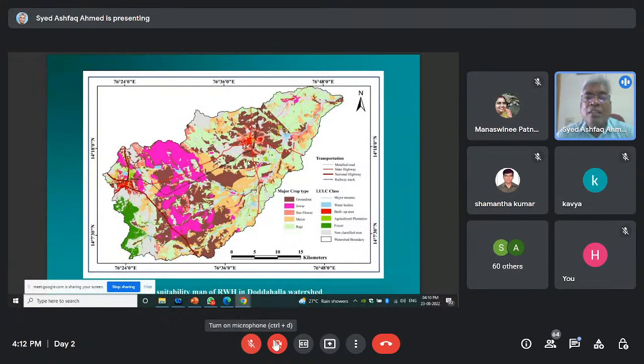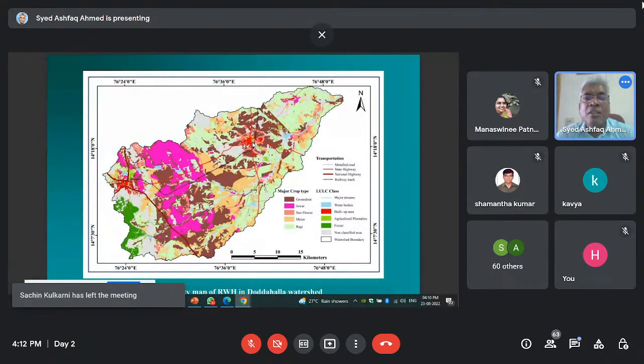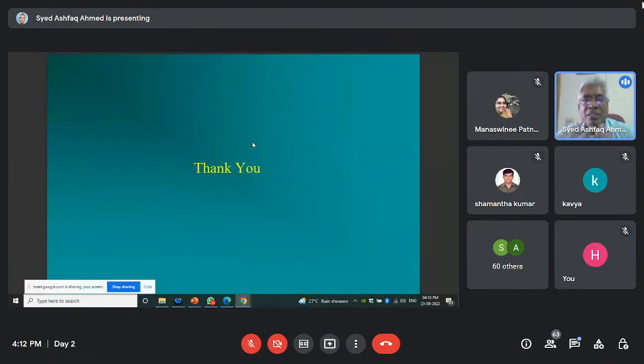Then the other aspect here you can see is the management, and each and every crop. We have classified each and every major crop that is grown in that particular watershed along with other land use features. And based on this you can manage them very well.